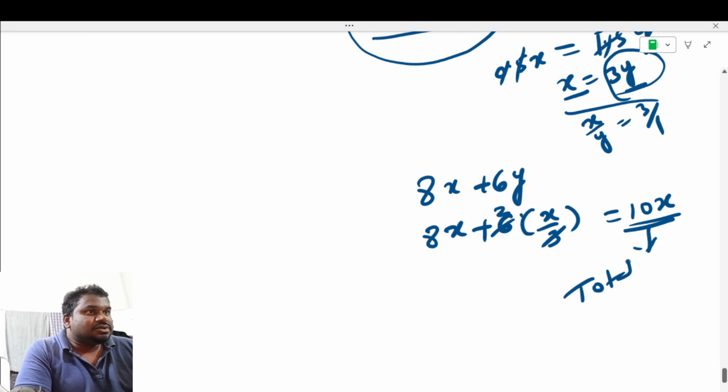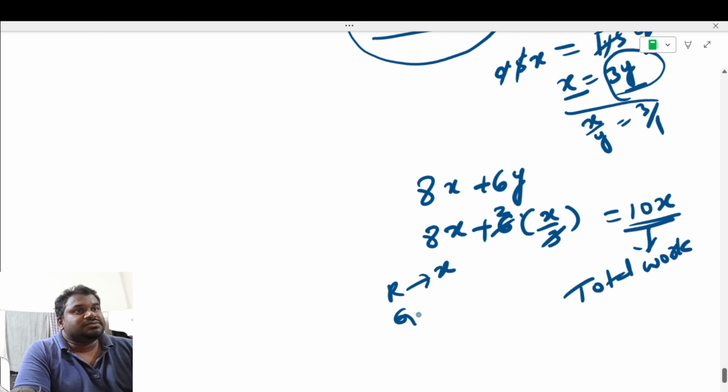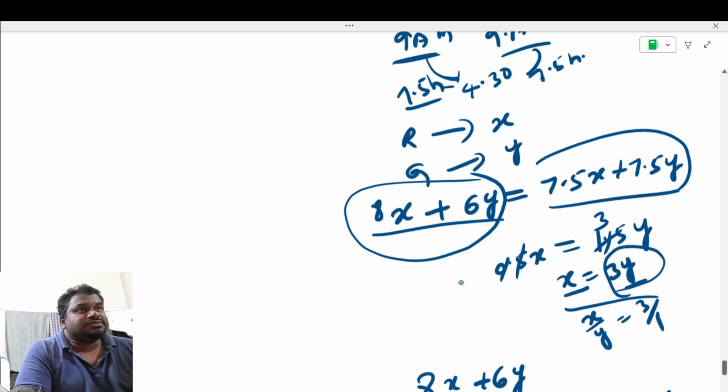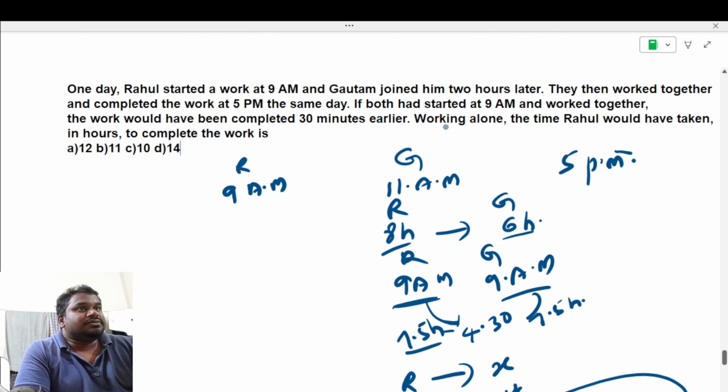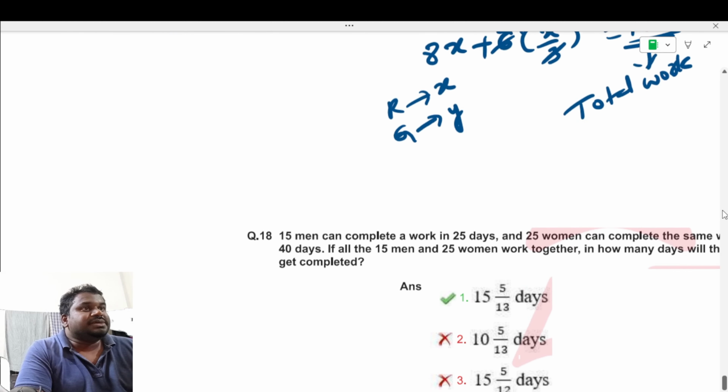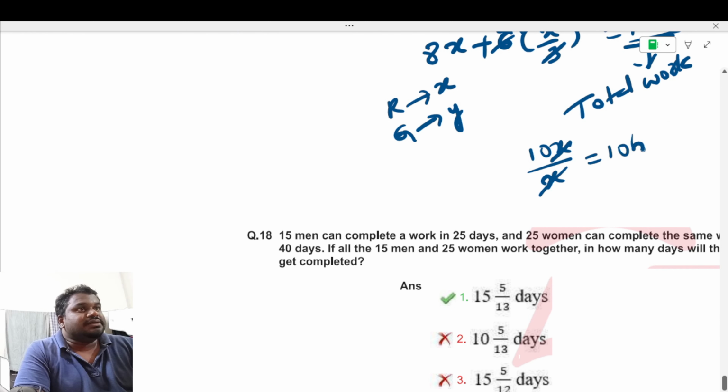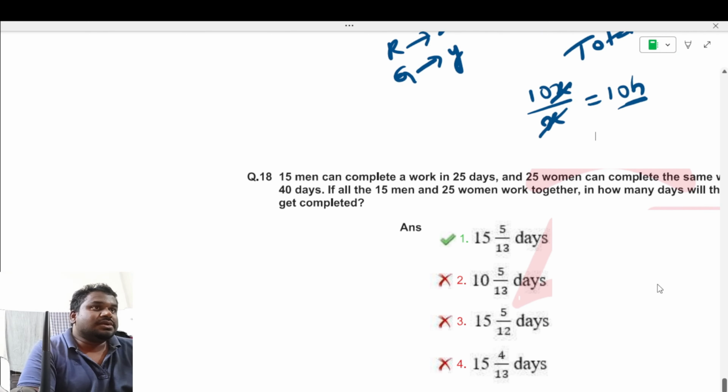So once you got the total work, you know the capacity of Rahul. What is the capacity of Rahul? x. What is the capacity of Gautam? y. But as per the question, what is asked? When working alone, the time Rahul would have taken in hours to complete the work. So it means total work divided by capacity of Rahul, that is x. So it will give you 10 hours. So in 10 hours, Rahul can finish the work. Okay.